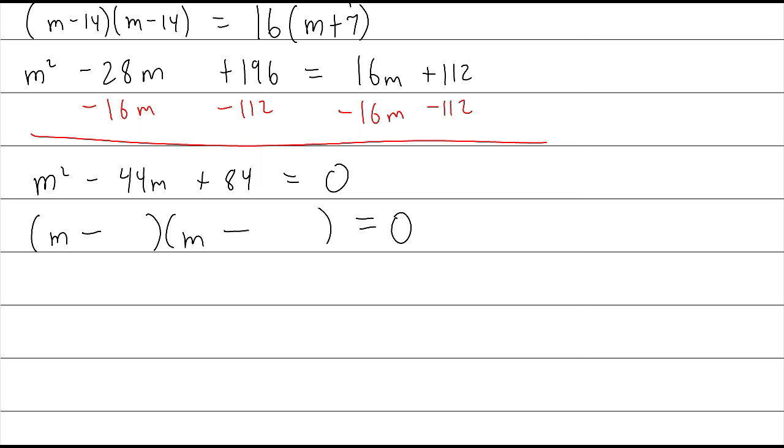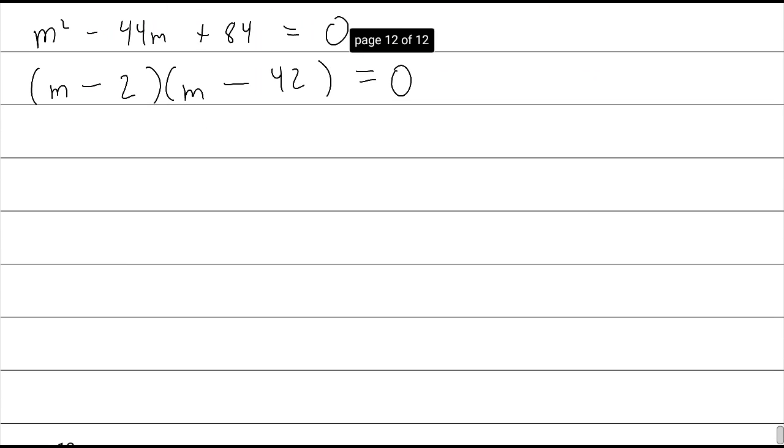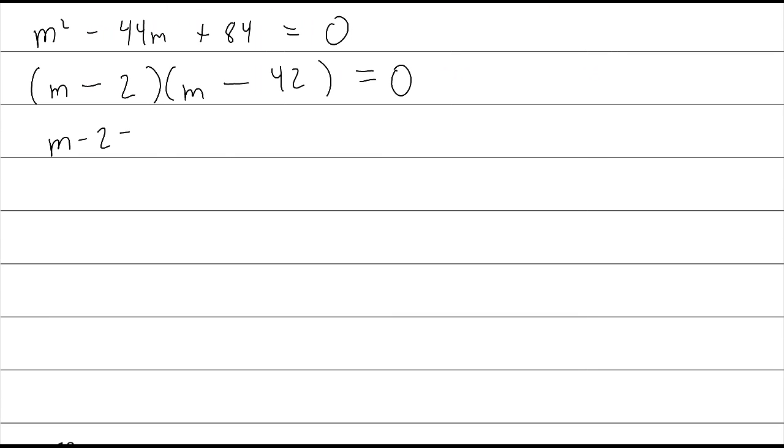Okay, so what times what would give me 84? Okay, well, 2 and 42 do that. Okay, 2 and 42. And the reason why I know that's the case is because if I multiply those together, I get 84. If I add them together, I get negative 44. Okay, again, if you didn't see it factored, it's fine if you use the quadratic formula. All right, set them both individually equal to 0. So I get 2, and I get 42. Okay, I need to check them. I need to check 2 and 42.